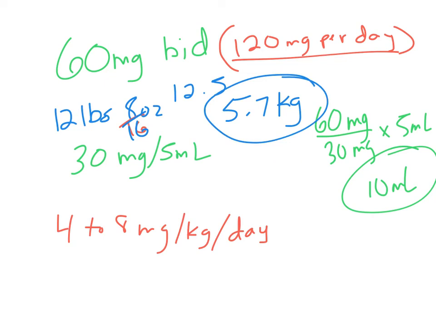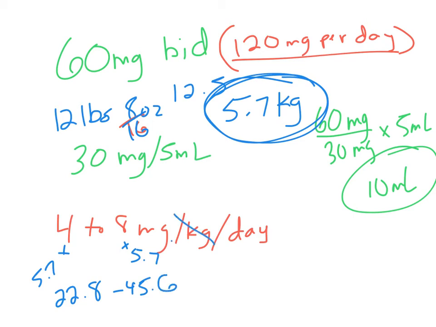So to see what the safe range is for this little guy, we're going to have to take that 5.7 and multiply it by each side of that range, the 4 and the 8. So I just take 5.7 and multiply it by 4. 5.7 times 4 is 22.8. And then 5.7 times 8, on the maximum end here, is 45.6. So for our specific patient, it's safe for them to take 22.8 to 45.6 milligrams each day.